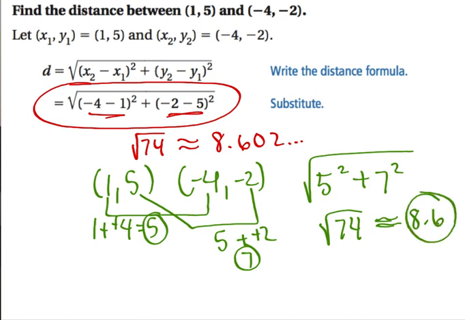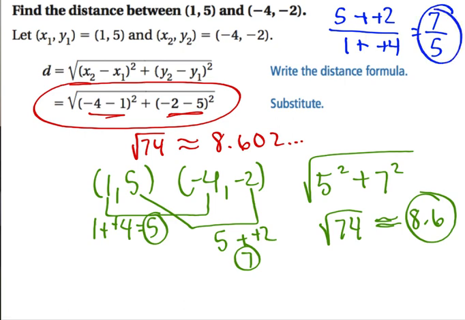Another thing that some students like to do here is pretend they're finding slope, so you can do your difference quotient. You can fill the y's up on top and the x's on bottom, and you can find your slope of 7/5 without reducing that, which it doesn't reduce anyway. You can take this 7 and this 5 and plug them into the distance formula as your rise and your run, and you can find it that way.